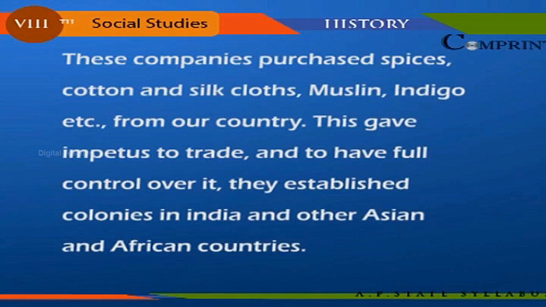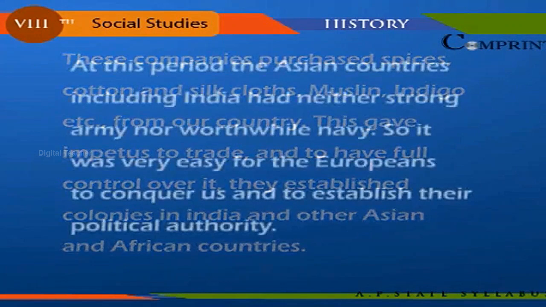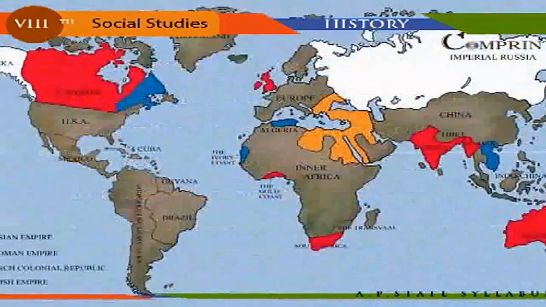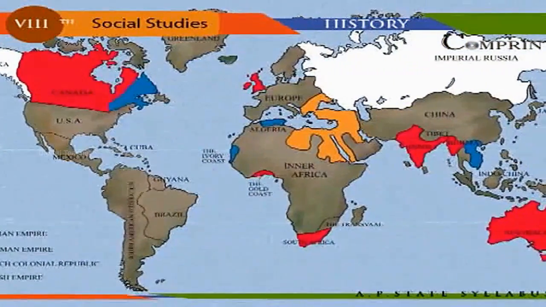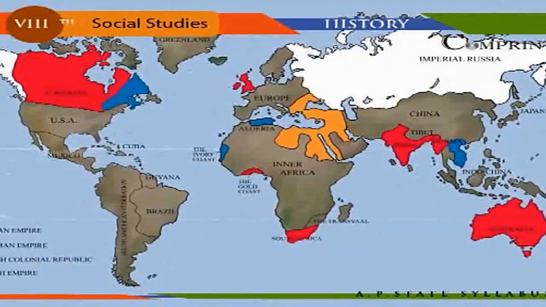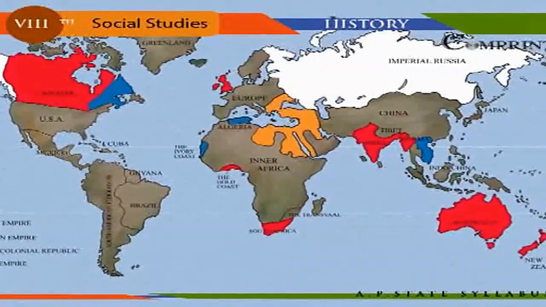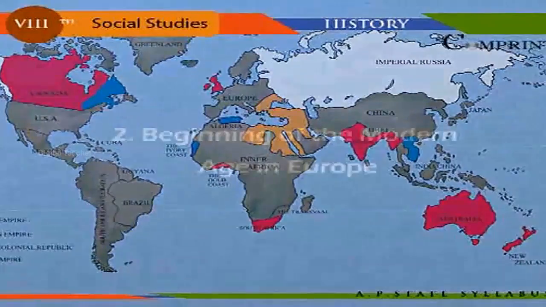They established colonies in India and other Asian and African countries. At this period, the Asian countries including India had neither a strong army nor a worthwhile navy, so it was very easy for the Europeans to conquer us and to establish their political authority. Thus, from the latter half of the 19th century, colonization started not only in India but also in other Asian, African, American countries by the Europeans.